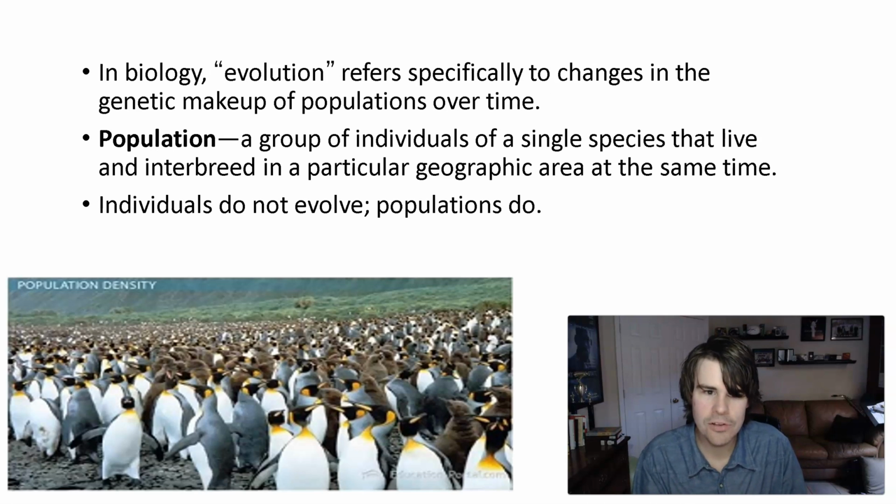So in biology, evolution refers specifically to changes in the genetic makeup of populations over time. And a population is a group of a single species. There's a very pixelated picture of emperor penguins, but that's a population. So evolution happens in populations.